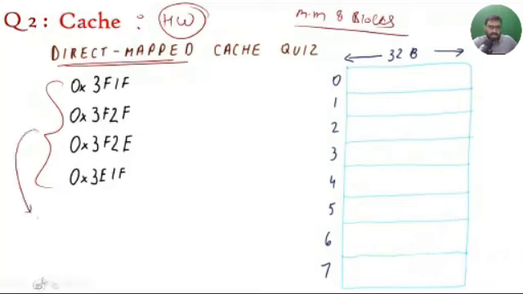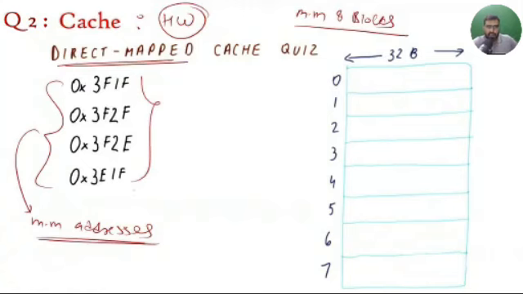And what this question is asking, let me tell you. It is asking that after these accesses, give the snapshot of the cache memory. This is the cache memory. Cache memory has 8 lines. This is the cache memory.